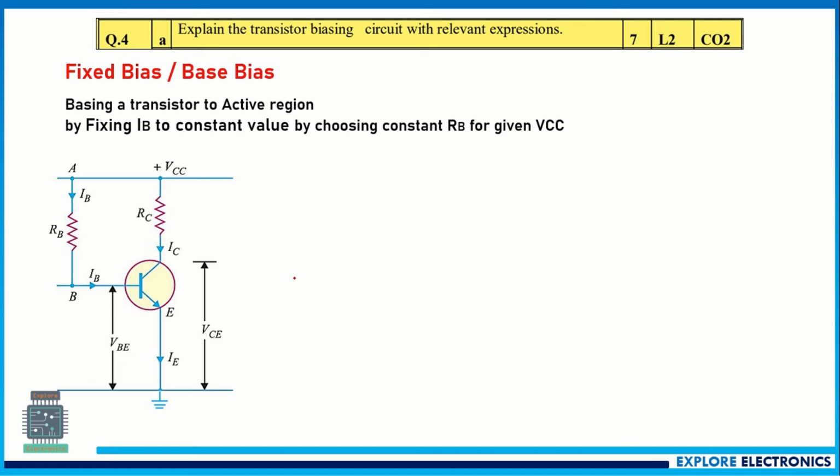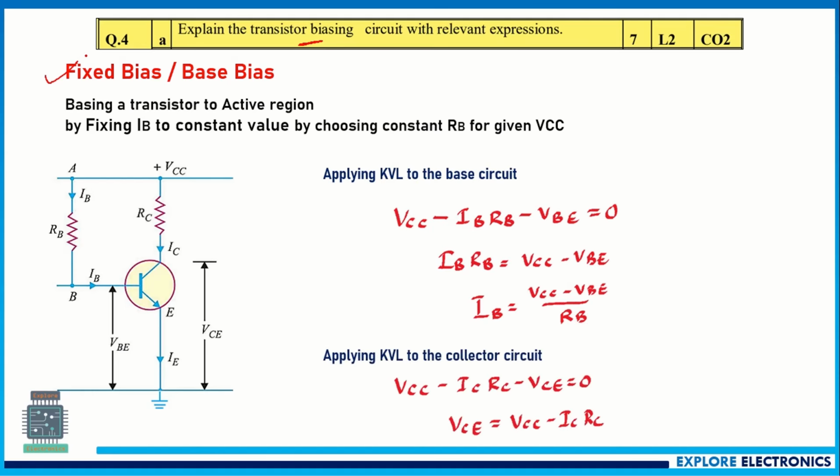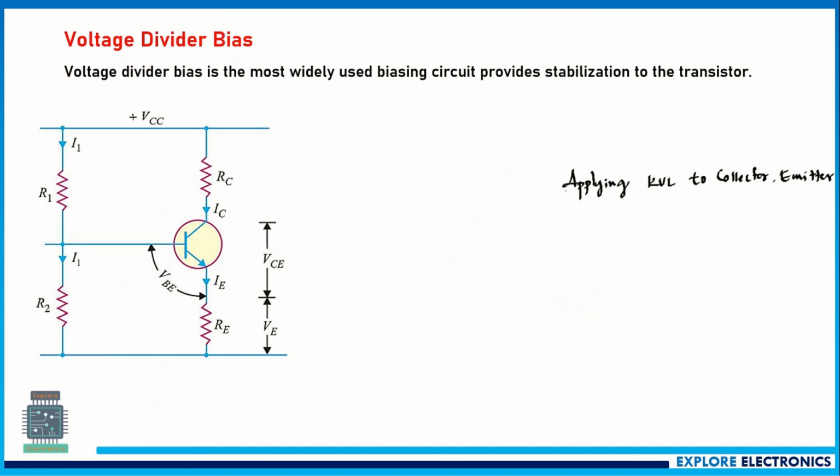Then explain transistor biasing circuits with relevant expressions. Here they have not given a particular biasing. So I have explained both fixed bias or base bias circuit with the expressions. We need to apply KVL to the base and collector circuits and write the expressions for voltages and currents. And also voltage divider bias I have explained here.